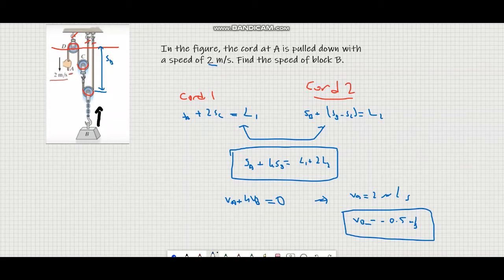So we will see very easily how it's going to be the block speed velocity.